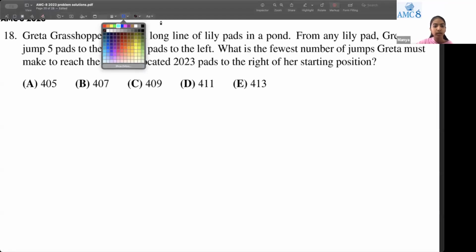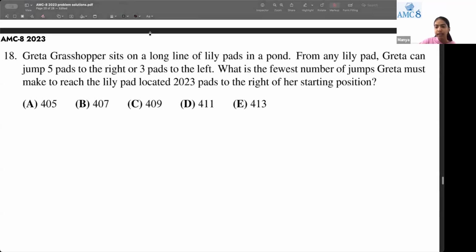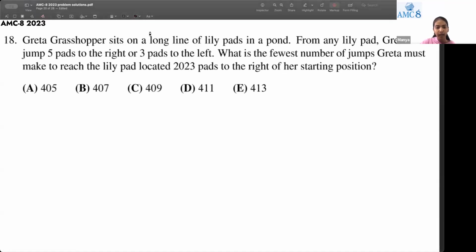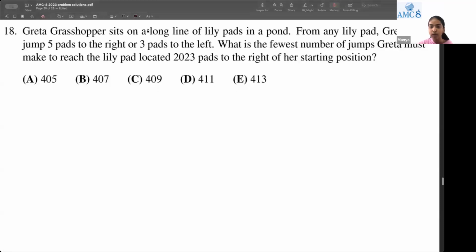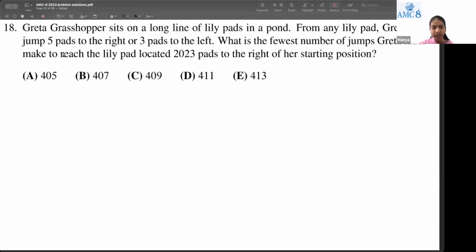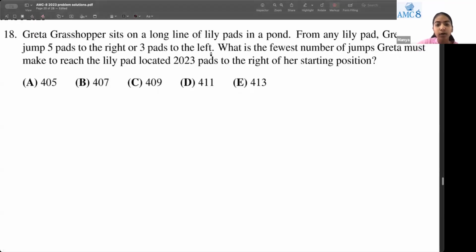Problem number 18. Greta Grasshopper sits on a long line of lily pads in a pond. From any lily pad, Greta can jump 5 pads to the right or 3 pads to the left. What is the fewest number of jumps Greta must make to reach the lily pad located 2023 pads to the right of her starting point? So, Greta Grasshopper wants to reach 2023. That is her final destination.